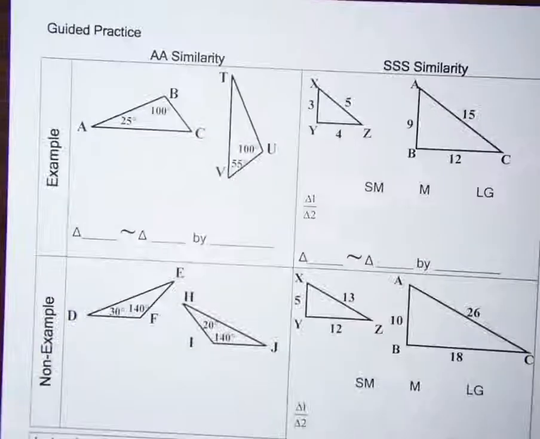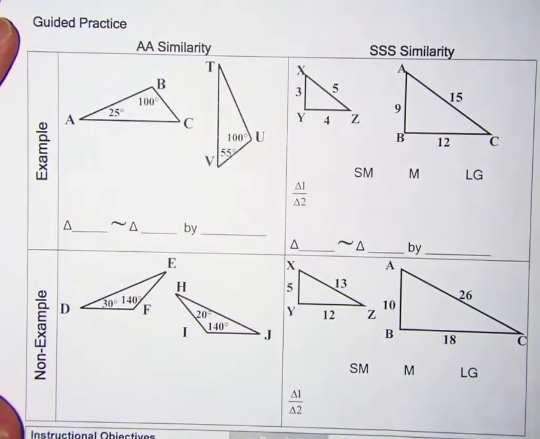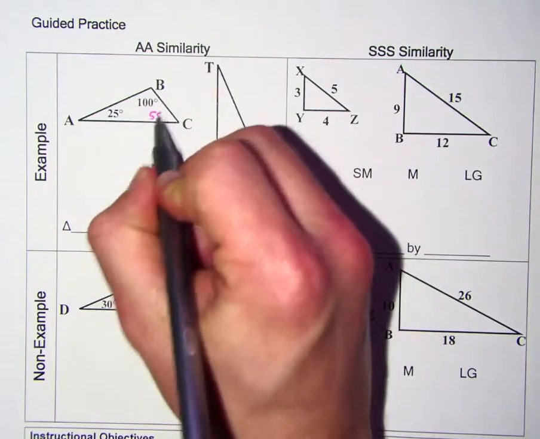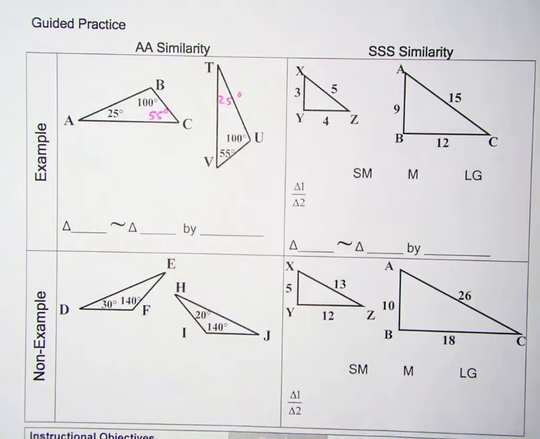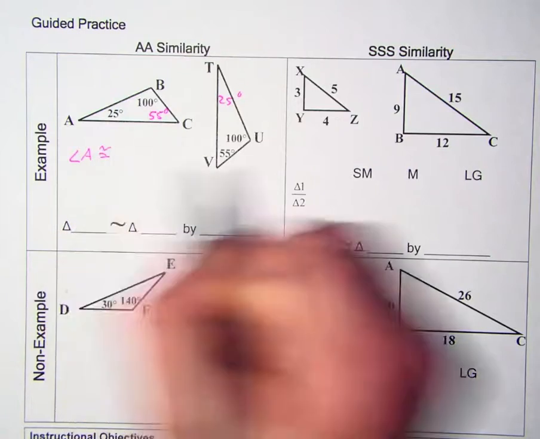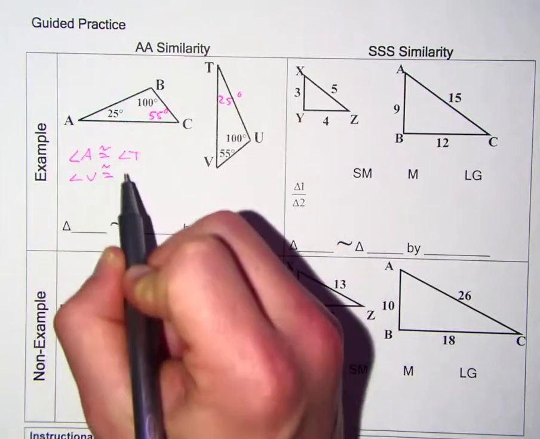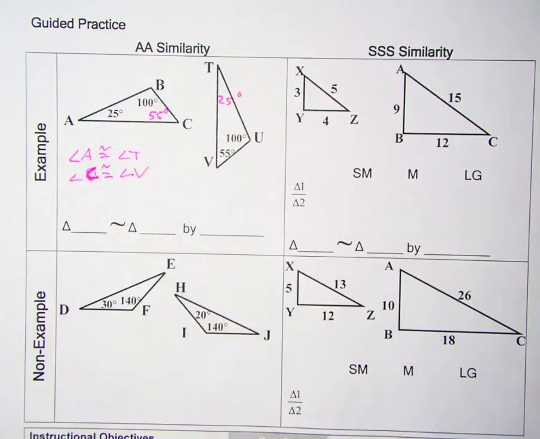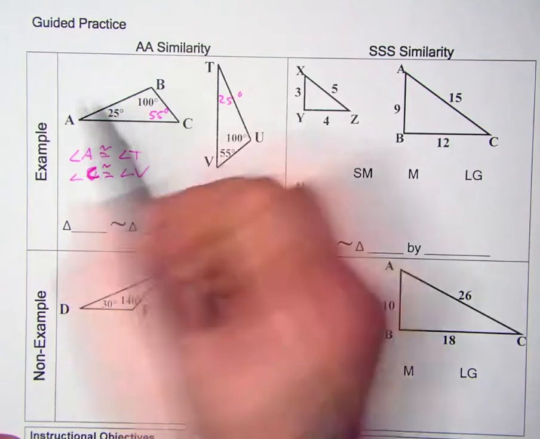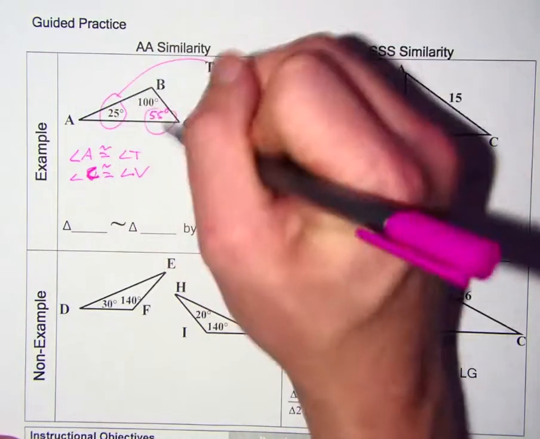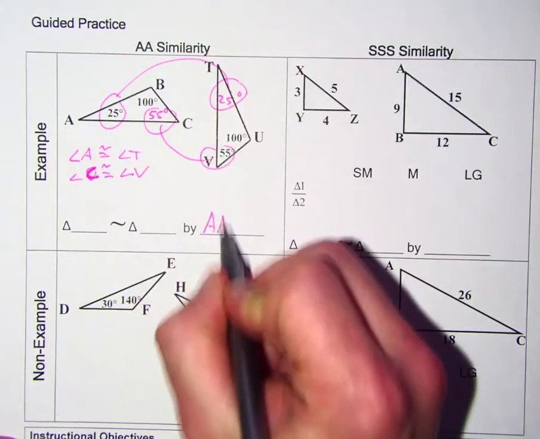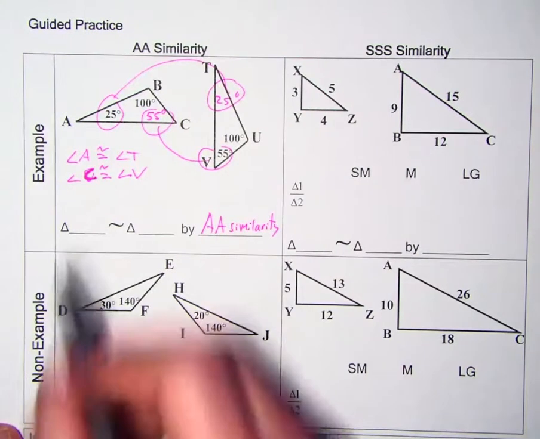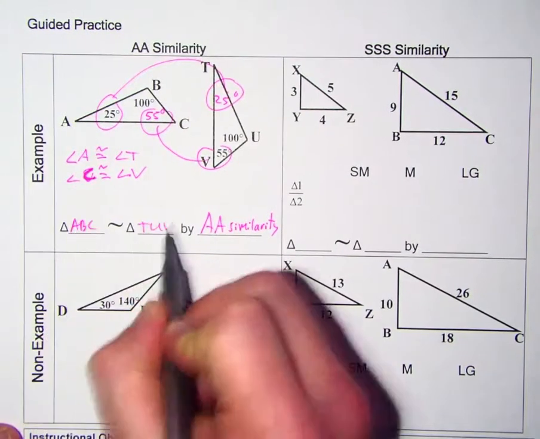Go ahead and we'll try a couple really quickly. Some guided practice for examples and non-examples. If you look up here and you're given two angles, you better make sure you fill in the third angle. So if I make sure these sum up to 180, angle C's measure is 55, angle T's measure is 25. And if you look, angle A is congruent to angle T. I have to go in the same order, so angle C is congruent to angle V. I just picked two angles. I don't even have to look at the third, but by showing that two of their corresponding angles are congruent, then I know by angle-angle similarity that my two triangles will be similar.